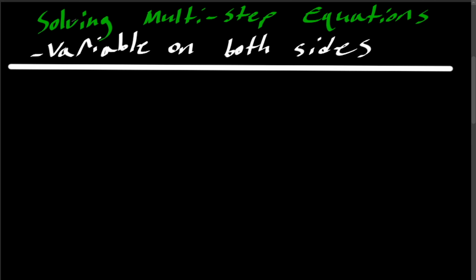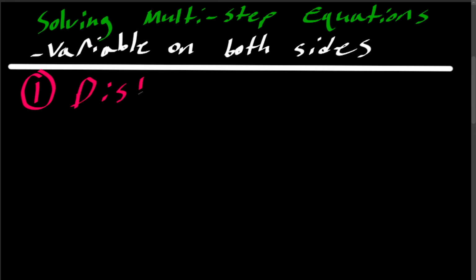In this video we're going to be looking at solving multi-step equations, but now we're going to look at when the variable's on both sides. So let's quickly go over the steps. And if you've seen the last video I made over solving multi-step equations with the variable on one side, you'll notice these steps are pretty much the same. I'd probably go check that out if you haven't already, but let's go through the steps.